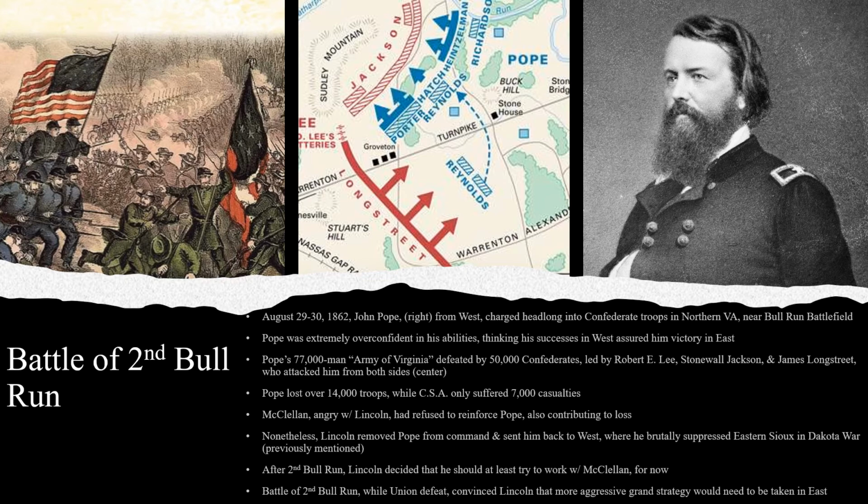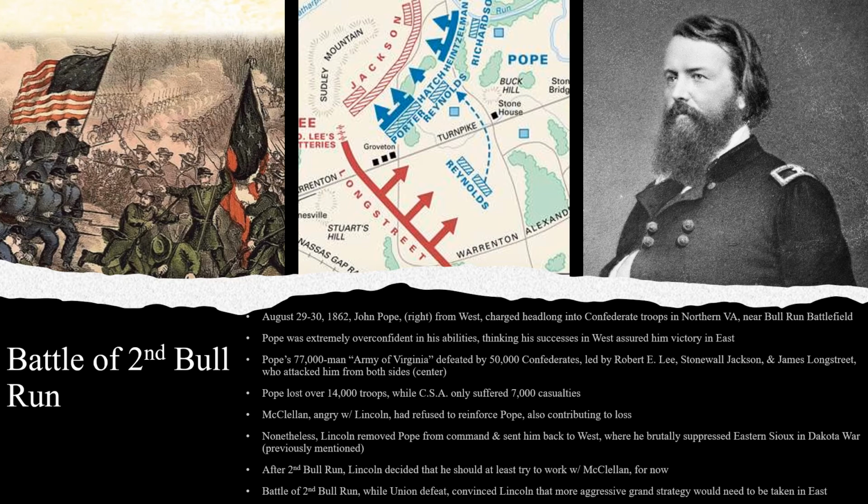McClellan was a Democrat and opposed to the Republican Party's increasingly anti-slavery political agenda. John Pope, however, was more sympathetic to the Republicans and was thus more politically aligned with the Lincoln administration. McClellan, angry at both Lincoln and the new General-in-Chief, Henry Halleck, who had taken his job, refused to reinforce Pope as well.